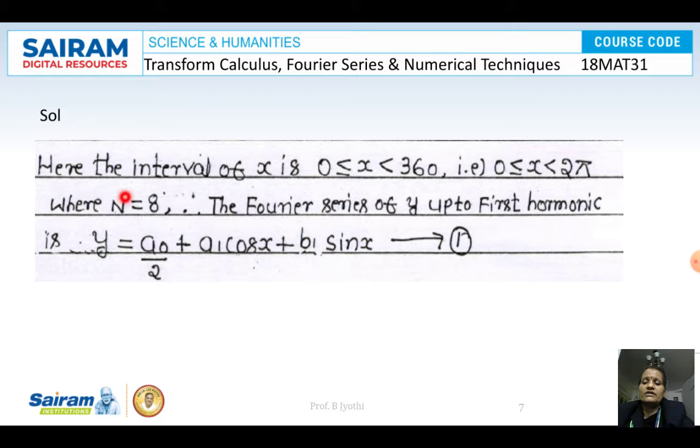Therefore n value is 8, and the Fourier series of y up to the first harmonic is given by a naught by 2 plus a1 cos x plus b1 sin x. Let us call this equation number 1.